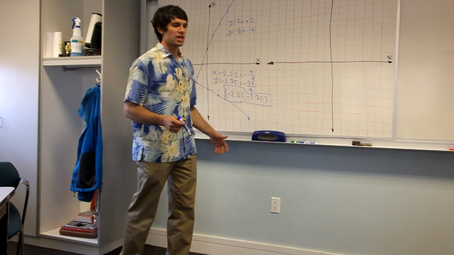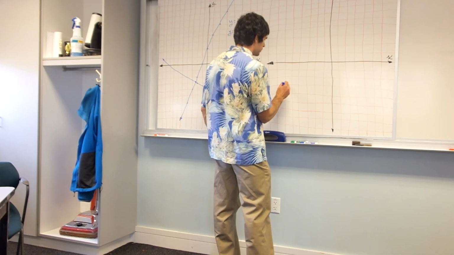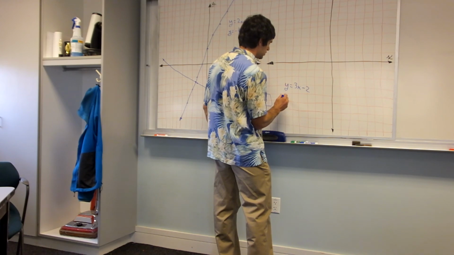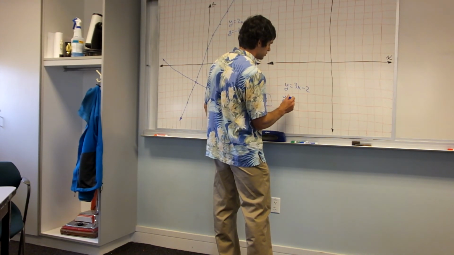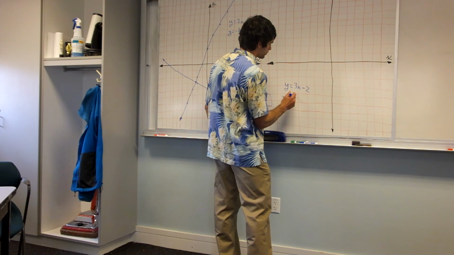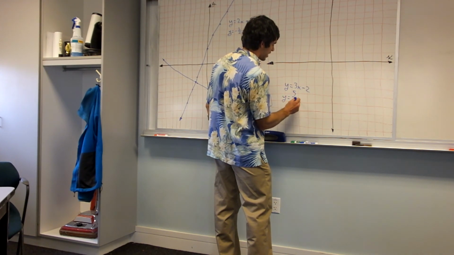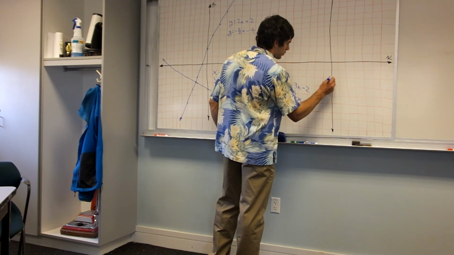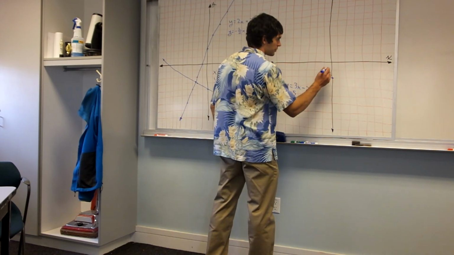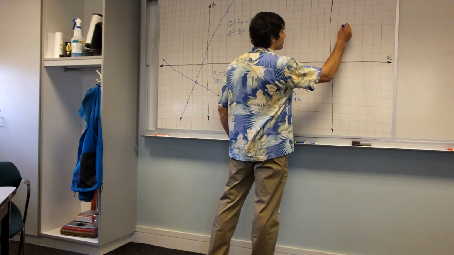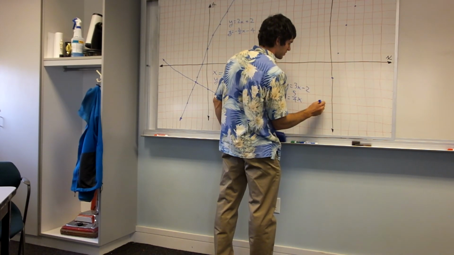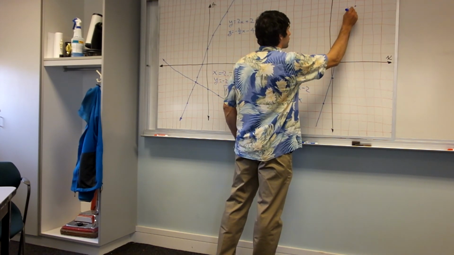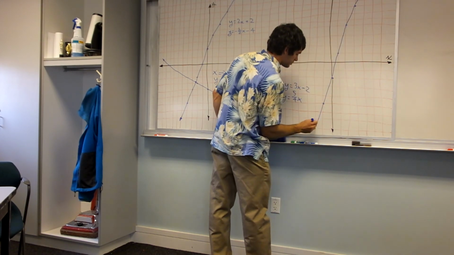So now let's do one more example. Let's say y is equal to 3x minus 2, and y is equal to 5/4 x. So y is equal to 3x minus 2. We'll plot our y-intercept. It's negative 2. Our slope is positive 3. So our graph is going to look something like this. Again, not perfect, but pretty good.